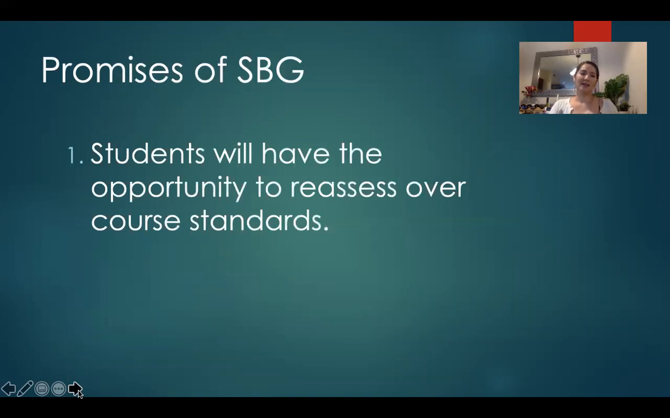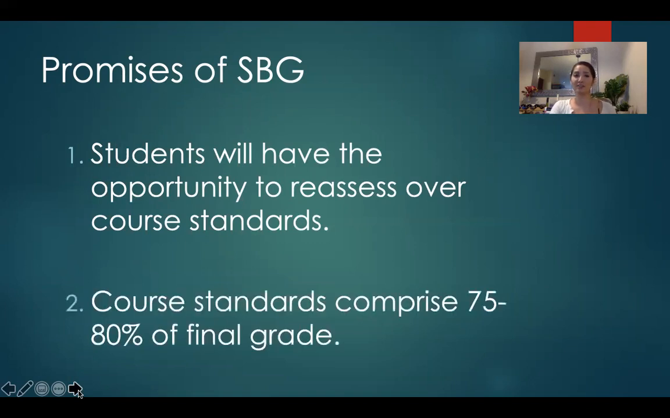Now, my Calculus 1 students and my Calculus 3 students were promised that they would have the opportunity to reassess over approximately 30 course standards per course. And I don't remember the exact percentage. I suppose I could look it up if I wanted to. But the course standards were to comprise 75 to 80% of their grades in these classes. And they had already assessed and reassessed on many standards, but there were quite a few standards for them to reassess on after spring break.